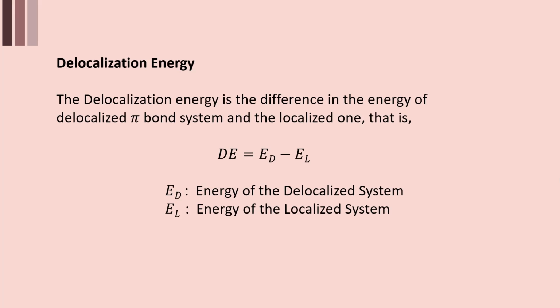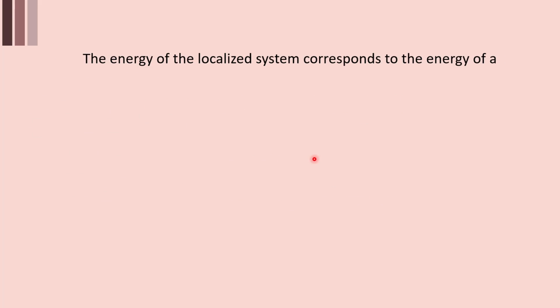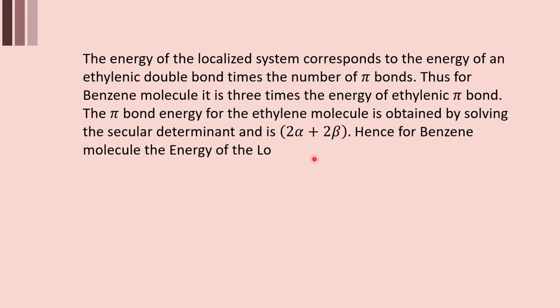So for example, if there are 6 pi electrons, we have to simply multiply by alpha plus beta, so you have 6 alpha plus 6 beta, and so on. So the benzene molecule has 3 times the energy of an ethene pi bond. The pi bond energy for the ethene molecule is given by 2 alpha plus 2 beta. Hence, for the benzene molecule, the energy of the localized system comes out to be 6 alpha plus 6 beta.